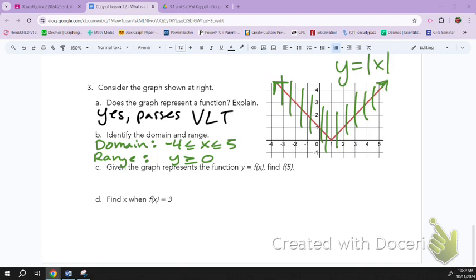Okay, so we'll start practicing identifying domain and range from a graph. Do you need more time for part C, or do you think you got it? What's f of 5? 4. We go to 5, we go to the graph, the output is 4. Fantastic.